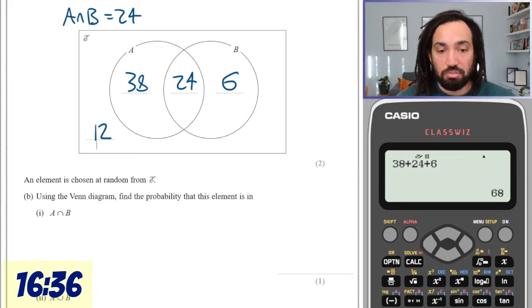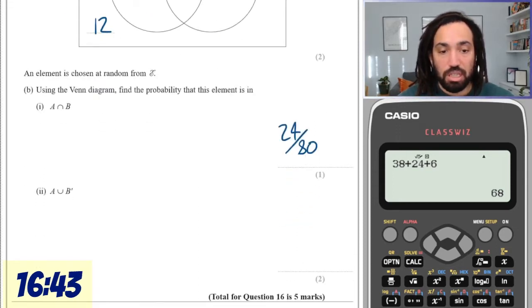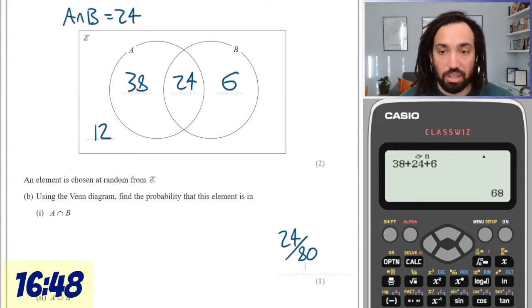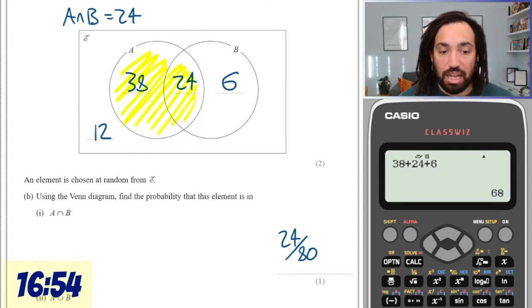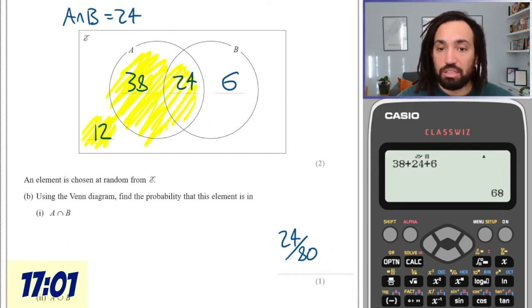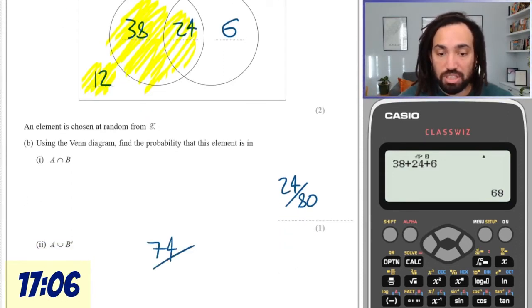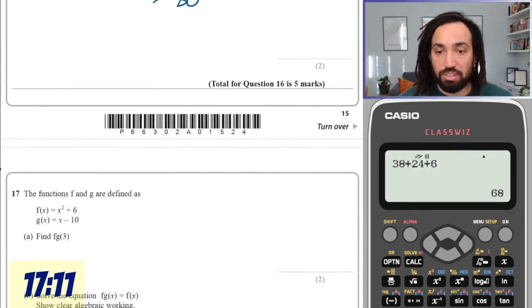An element is chosen at random. Using the Venn diagram, find the probability the element is in the intersection. Well, that's 24 out of 80. Don't need to simplify it. Is in A union not B. Okay, so I know people find this really tricky. So A, and that's all of A, and then union with not B will be all of these there. So that means it's 74 out of 80, because union means you could be in either. So it doesn't matter, you don't have to be in both.